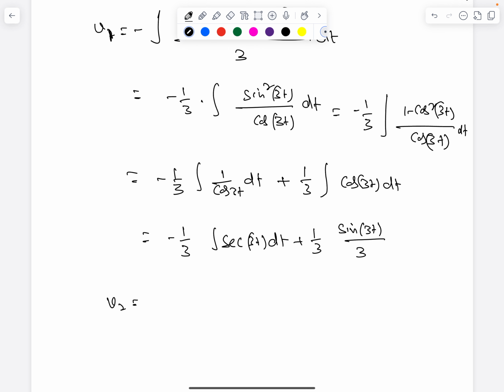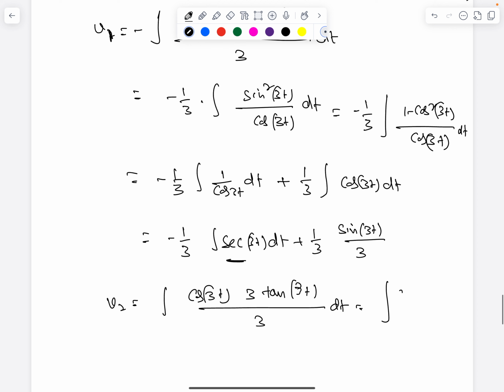Now we have v2, of course, we have to simplify this part, and v2 is equal to integration of y1, y1 is cos 3t, and then 3 tan 3t divided by 3 dt, which is equal to integration of this cos 3t, 3 cancels, sin 3t divided by cos 3t, as tan is sin by cos, which cancels, which is equal to integration of sin 3t dt, which is equal to minus cos 3t by 3 here.